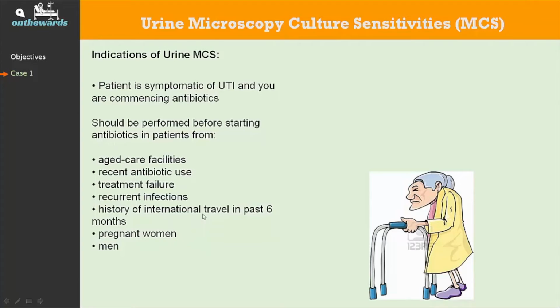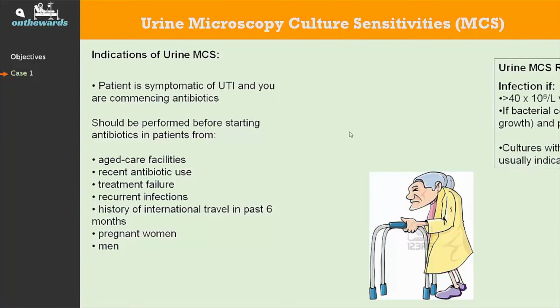they're more complicated infections. So always send a urine MCS off before commencing antibiotics in these groups, but when you are commencing antibiotics on someone who is symptomatic for urinary tract infection, always send it off as well so you can get the sensitivities and ensure they're on the right antibiotics.